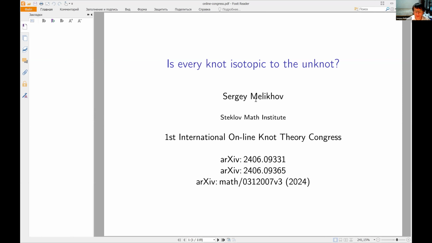So what I'm going to talk about is almost all of it is on the arXiv, except for this third preprint, which is still being improved. So just one little result will be slightly new.